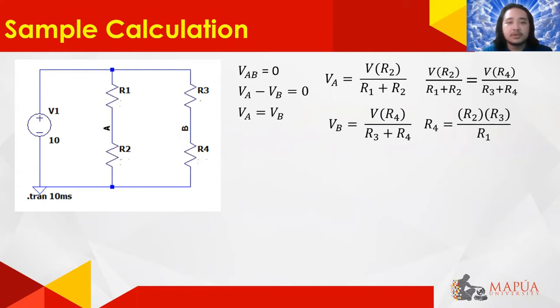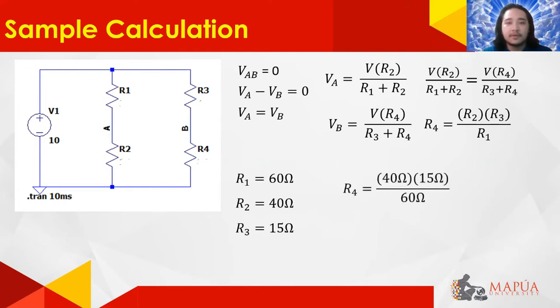After creating the equation, the given values, such as R1 is equal to 60 ohms, R2 is equal to 40 ohms, and R3 is equal to 15 ohms, will now be substituted into the equation, and it will now become R4 is equal to 40 ohms times 15 ohms divided by 60 ohms, and R4 will be equal to 10 ohms.